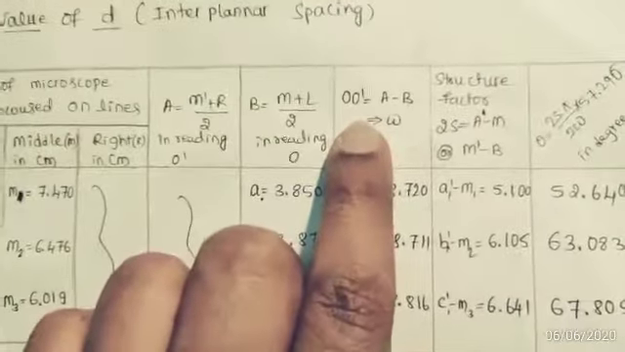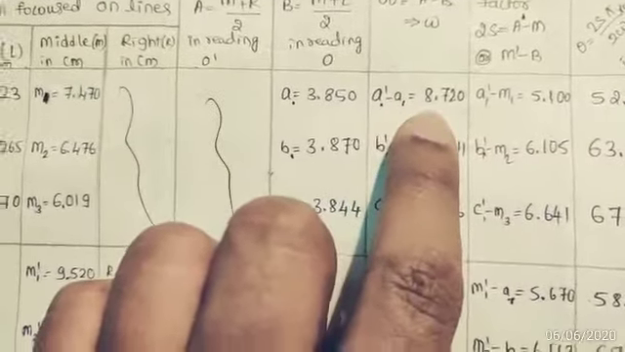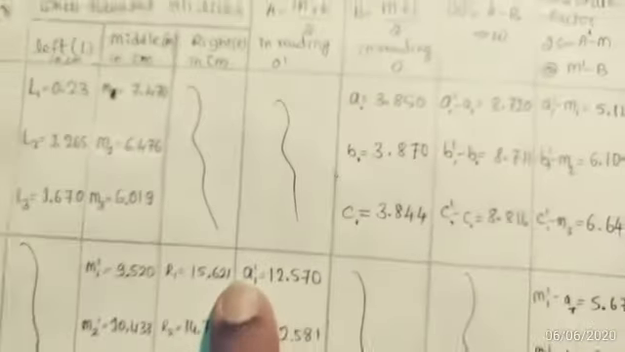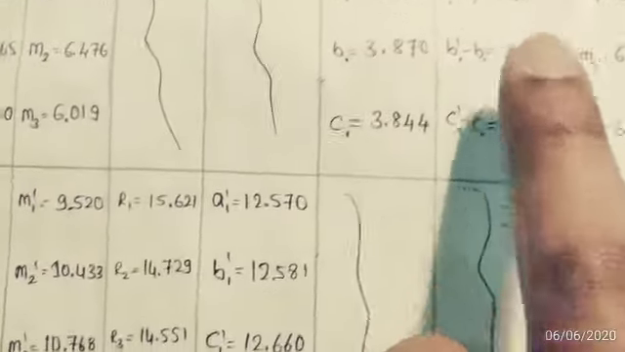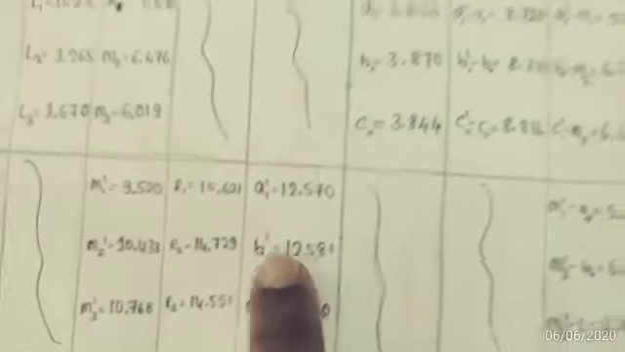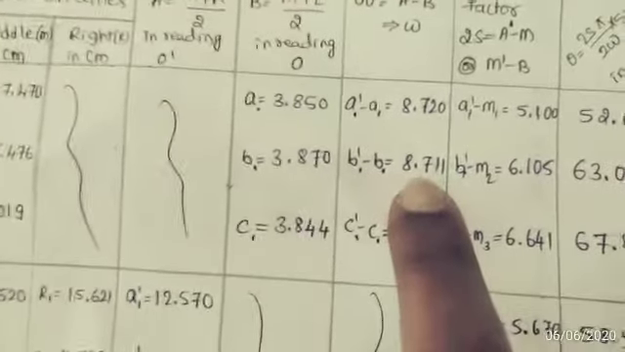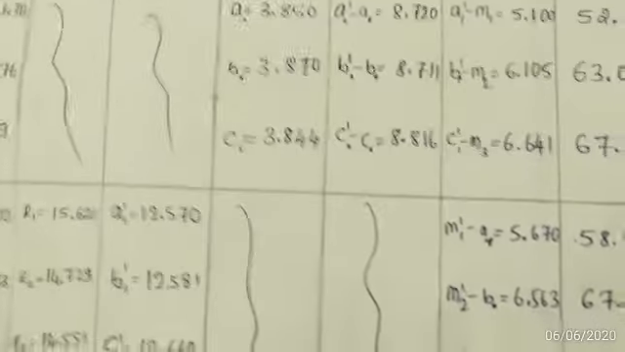Next, I calculated 2W, that is A minus B, that is A1 dash minus A1 is equal to 8.720. Similarly, B1 dash minus B1, it is 8.741. Similarly, C1 dash minus C1 is equal to 8.816.